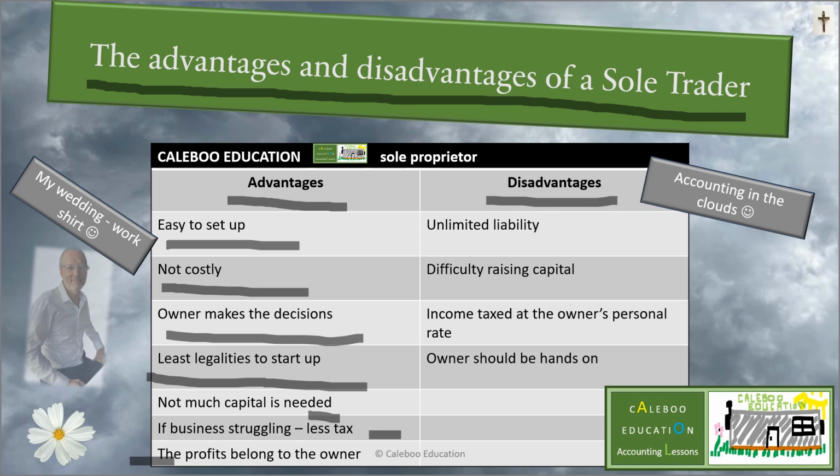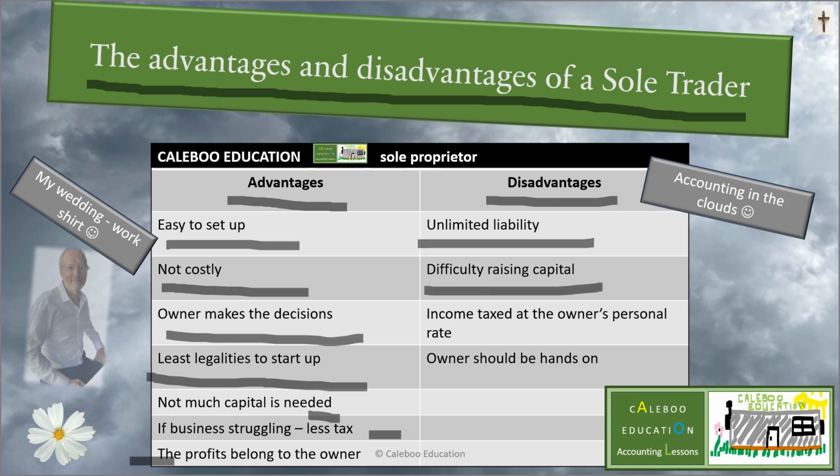Now, a disadvantage of a sole trader is there's unlimited liability. And what that means is my personal assets are more than likely attached to the business. So if I can't pay my debt, the money that I owe, then what they can do is possibly, depending on how you set up, take your house or some of your assets. So that's a disadvantage of being a sole proprietor.